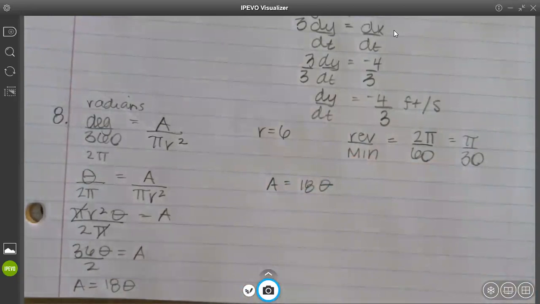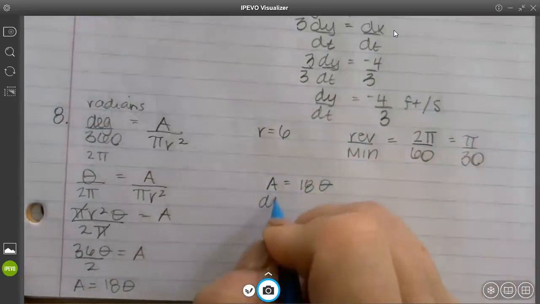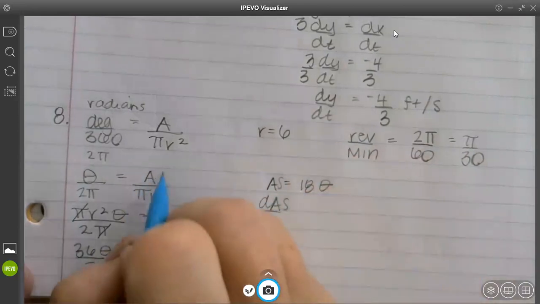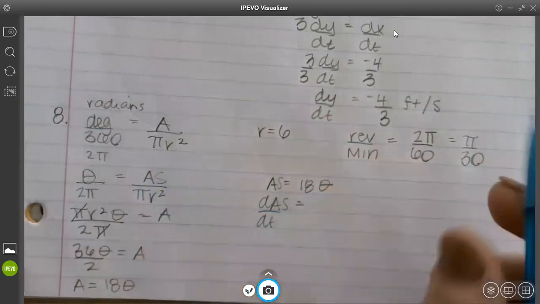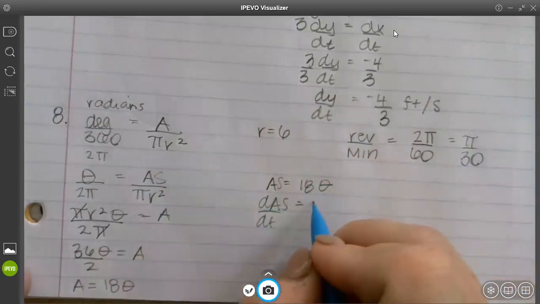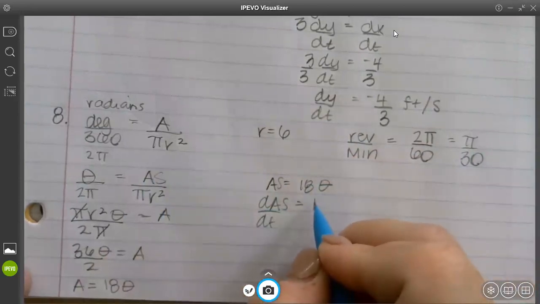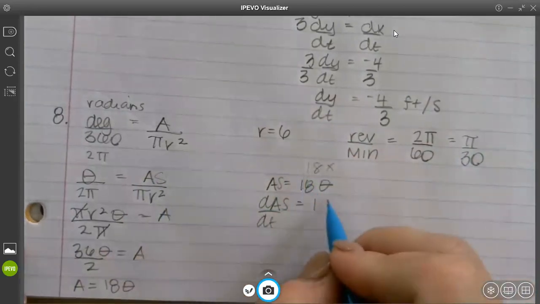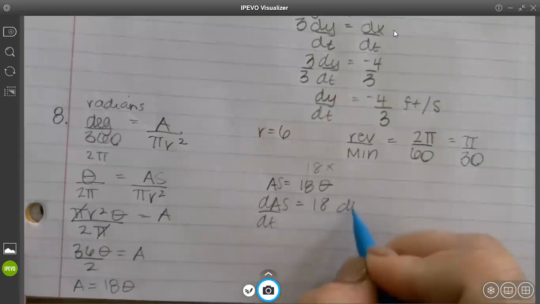So what is your derivative? dA over dt. And this is area of a sector. So I just quit putting an S on there so you didn't have two of them. And then 18 theta would be what? So if it's like 18x, think about it like that. What are you going to derive it? 18 and then d theta over dt.